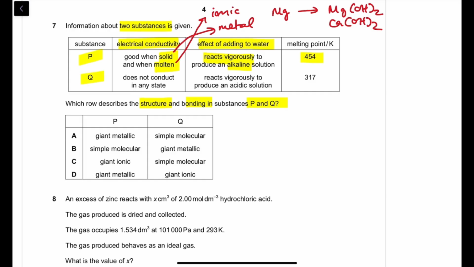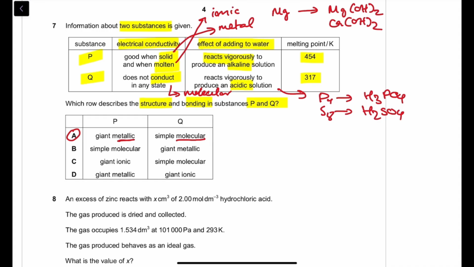If we take a look at substance Q, it doesn't conduct at all. From this, we can deduce that it's molecular because it's neither ionic nor metallic. Then it says it reacts vigorously to produce an acidic solution. So this could be something like phosphorus. It forms phosphoric acid. Sulfur forms sulfuric acid. These are all simple molecular substances. And the melting point is lower than that of a metal because they're simple molecules. Therefore, our answer is going to be A, because P is metallic here and Q is simple molecular.